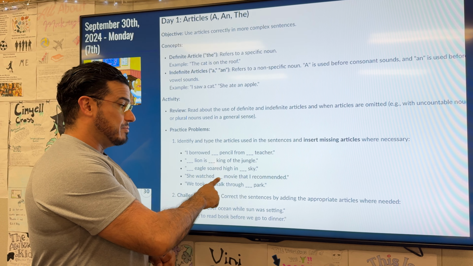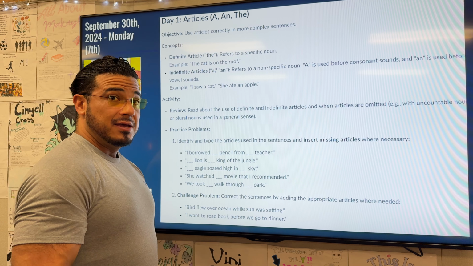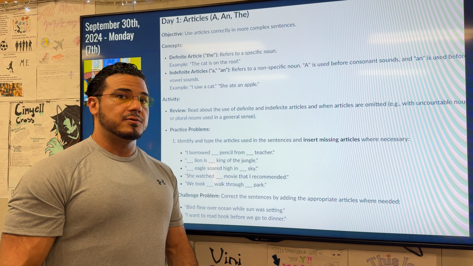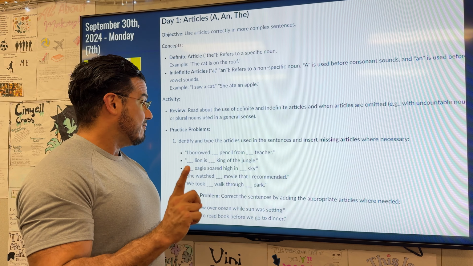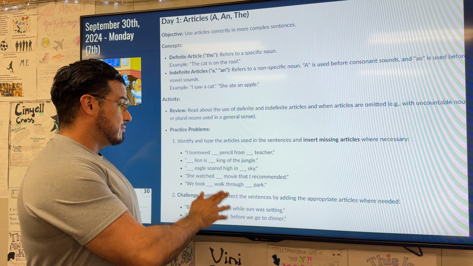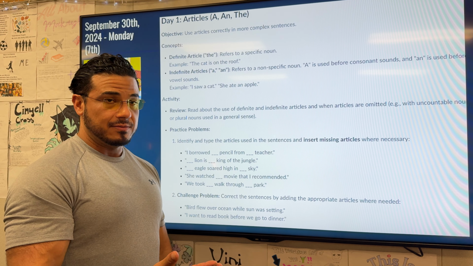Following, she watched blank movie that I recommended. Now here, through the context of the sentence, I can determine that I am in fact referring to a very specific movie. Therefore, I can already tell that the article I will need to use is definitive. So it would read, she watched the movie.